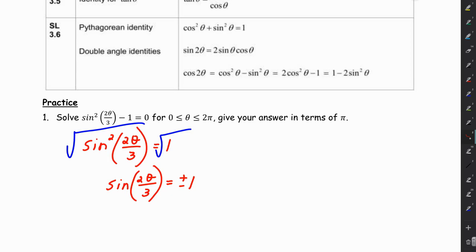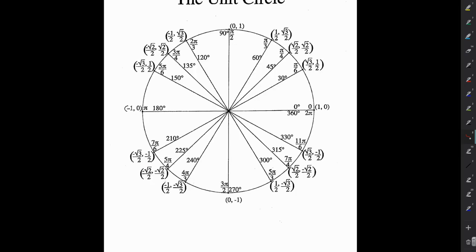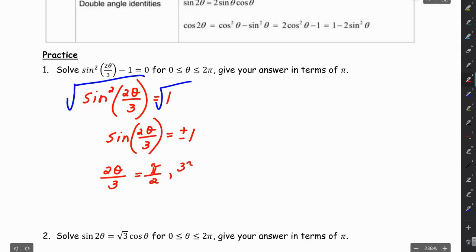So we want to look on the unit circle to see where the sine is either plus or minus 1. And if you remember your unit circle, and I'll bring that up, here it is. So we're looking to see where the sine is plus or minus 1. The sine is the second part of the coordinate. The sine is 1 at pi over 2, and the sine is -1 at 3 pi over 2. So let's write those down. And to solve for theta, we have to multiply both sides by 3/2.